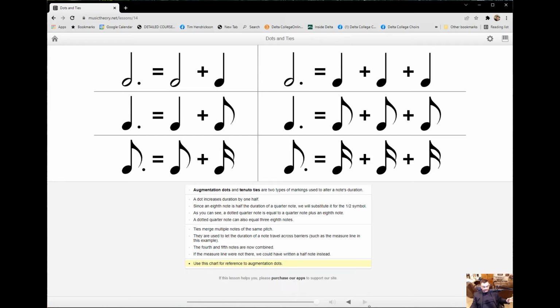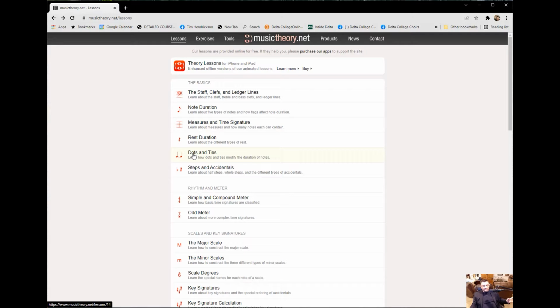way. Okay, and it's also got a section on simple and compound meter, and I encourage you to take a look at it. Simple meter is all you're going to be asked to identify with respect to your midterm. Compound meter is going to be coming later.